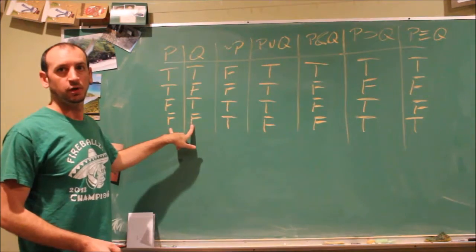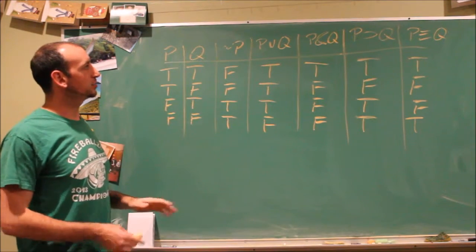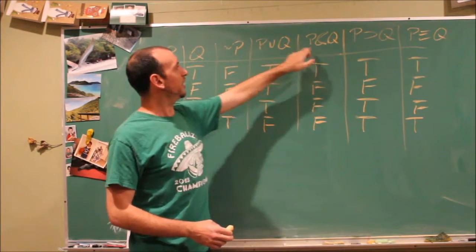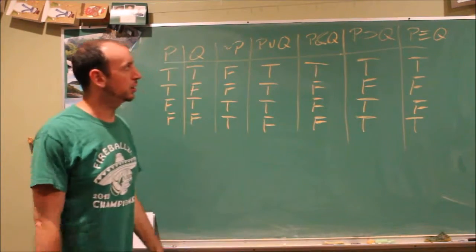All right, so that's our basic logical relationships for all of our basic connectors. The not, the or, the and, the if, and the triple bar logically equivalent.